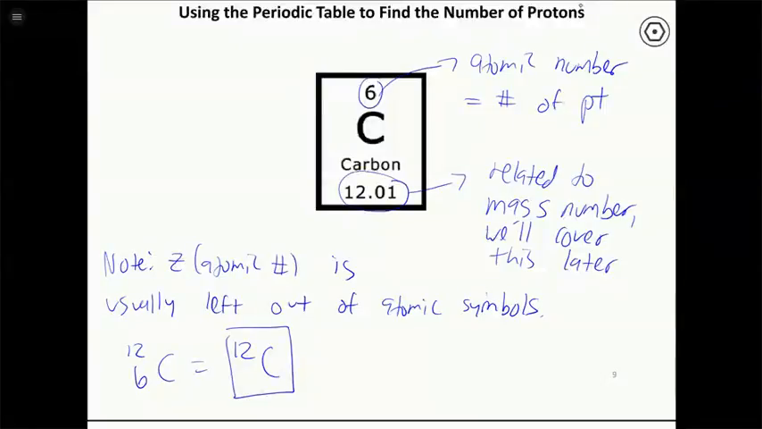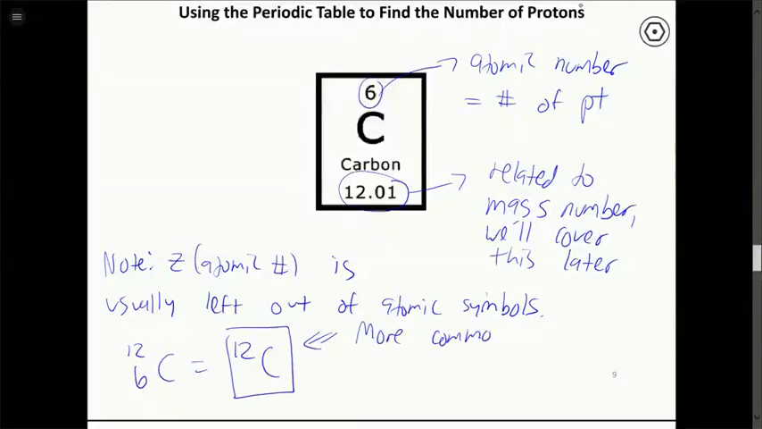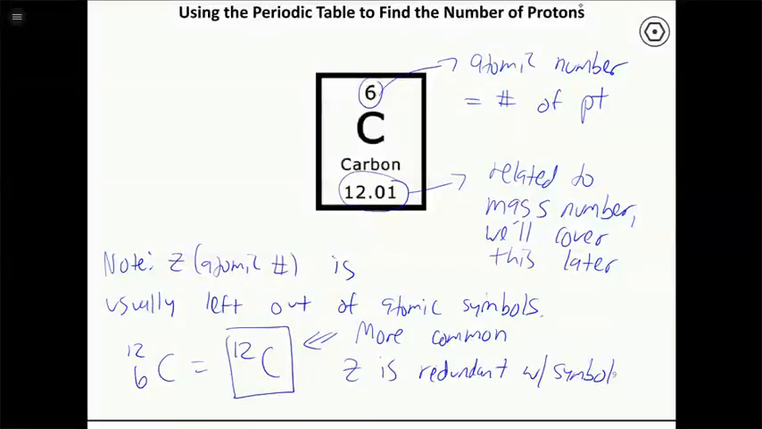Now the reason that Z is left out, so why is this the more common nomenclature? Is because Z is redundant with the symbol. So remember that symbol in the middle there, the C, tells you that it's carbon. And because it's carbon, it must have 6 protons. So having both of those there is not really necessary, because carbon will always have 6 protons, so there's not really a good reason to put a 6 there all the time. There's never going to be another atomic symbol of carbon where that number is anything but 6. Okay, so that's why we don't often include Z.